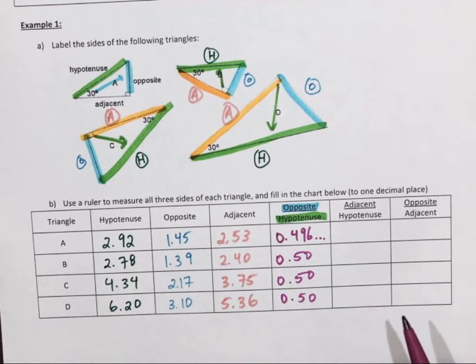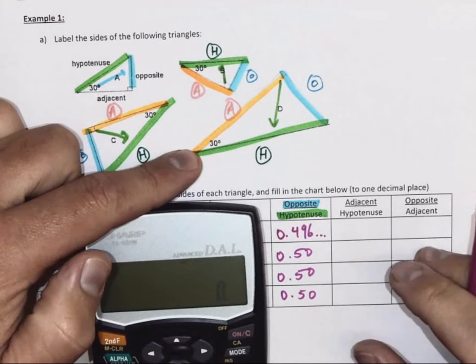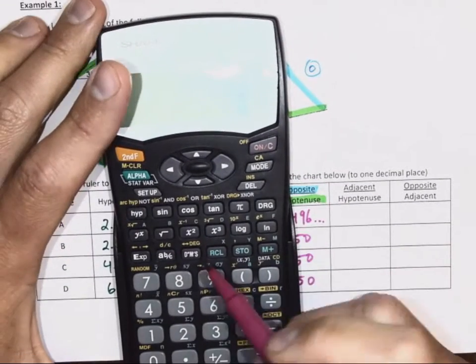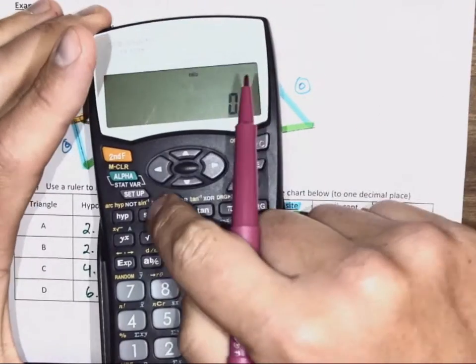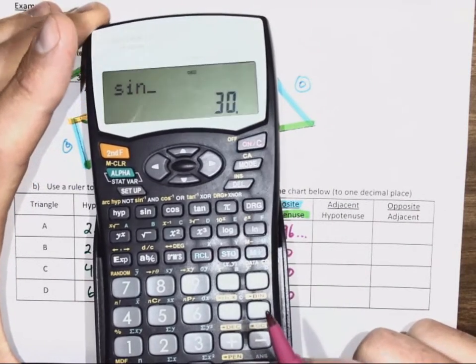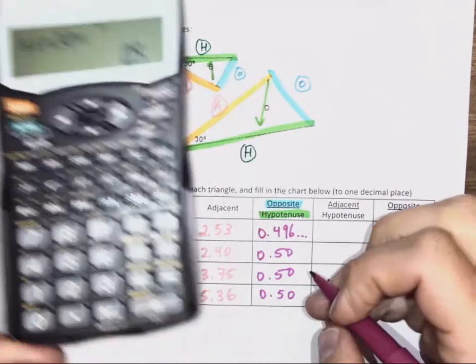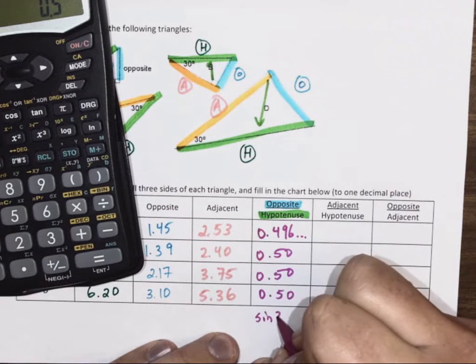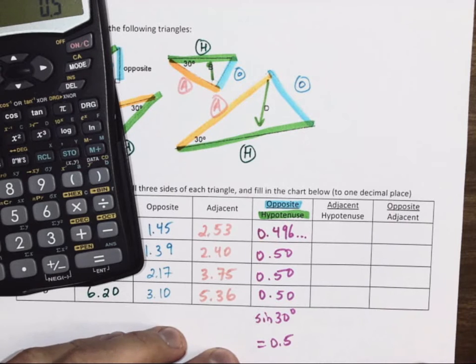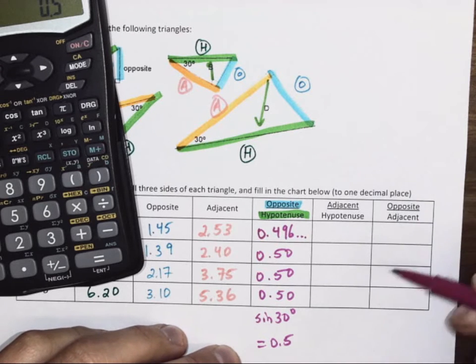If we actually use our calculator, and that's 30 degrees, and I take sine, so these random buttons on the calculator, see that sin? If I say sin of 30 degrees, that corner that we are using, 0.50. So sine of 30 degrees actually equals 0.50. I want you to do the rest of these.